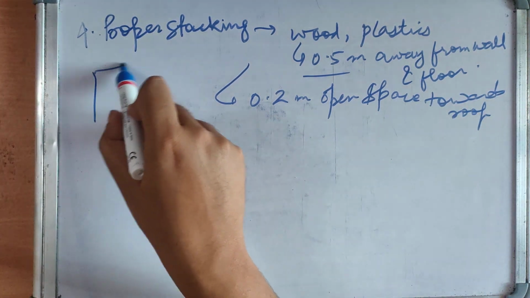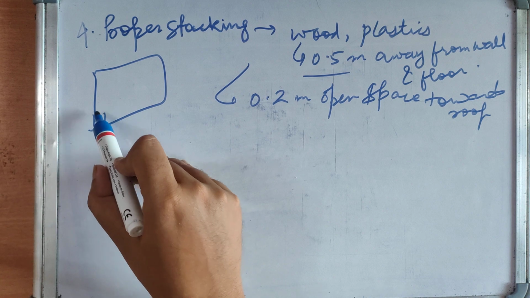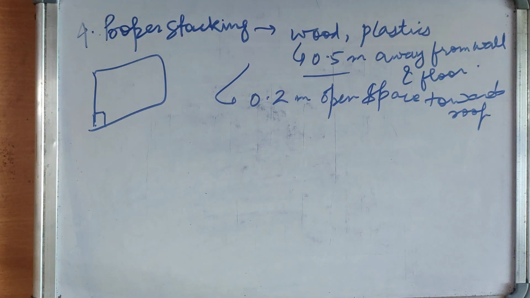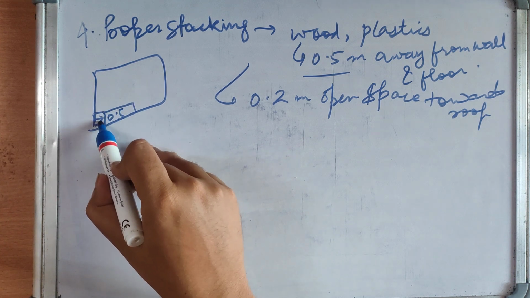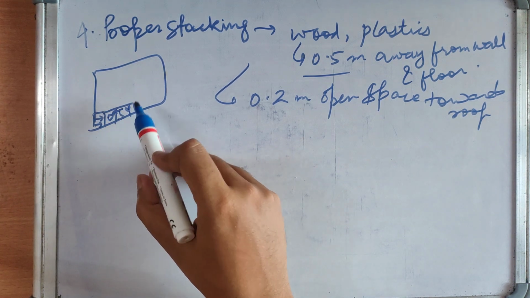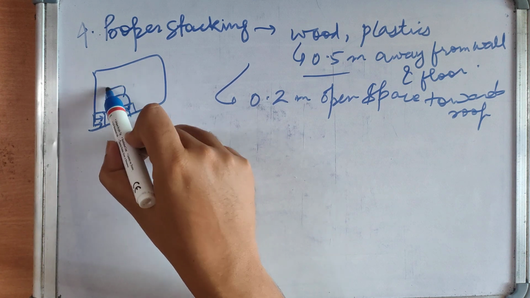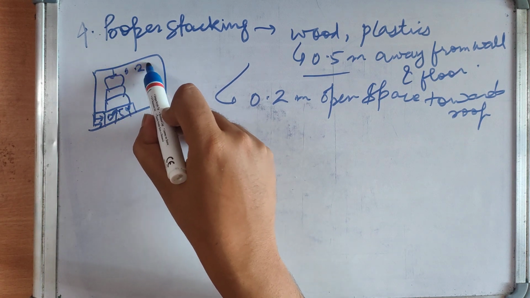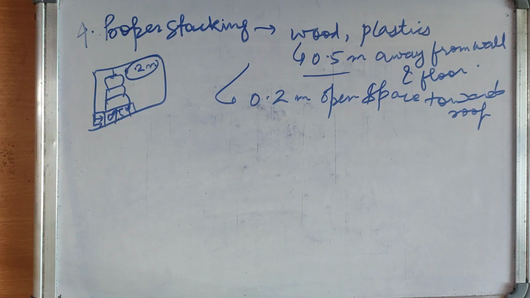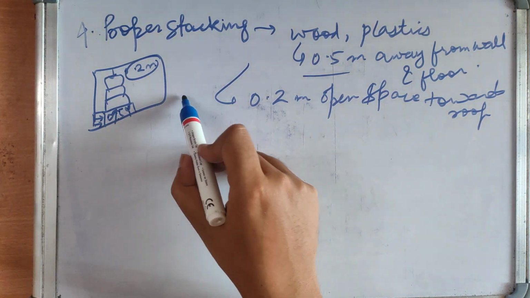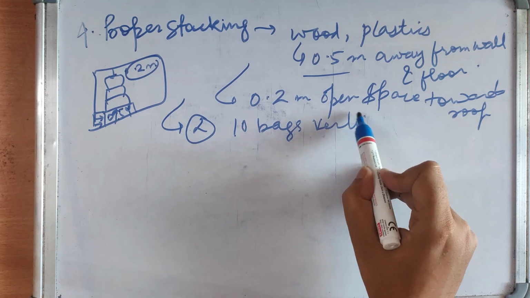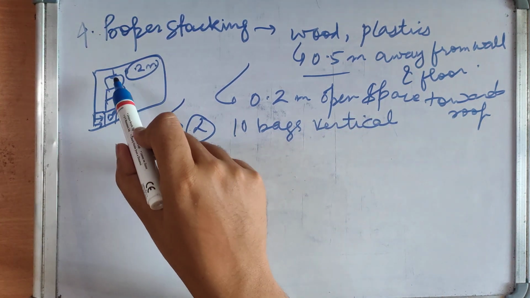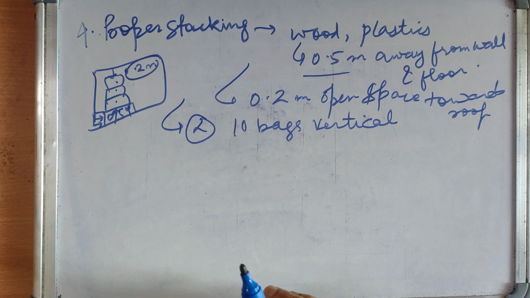Suppose this is the structure. From the walls and floor, it should be around 0.5 meters. The stack should be at this place, away from this 0.5 meter, and after stacking we will leave 0.2 meter space on the upper part so that it doesn't touch the roof. Do not stack more than 10 bags vertically. Suppose 1 bag, 2 bag, 3 bag, it should be not more than 10 bags.